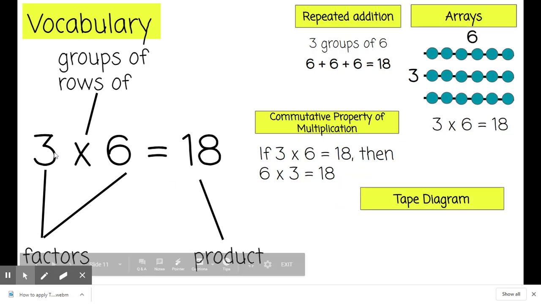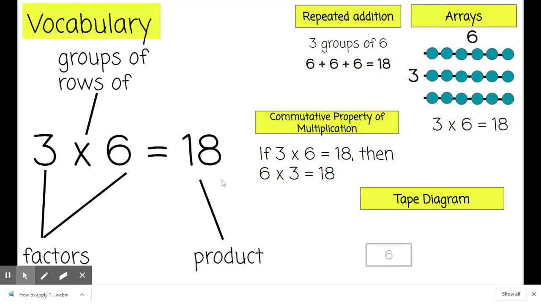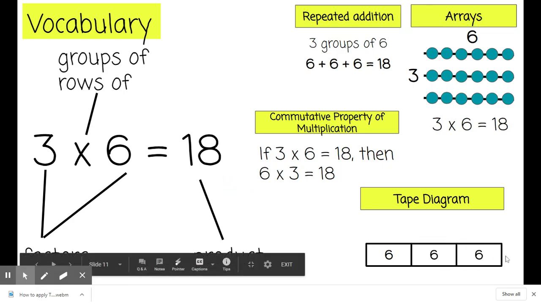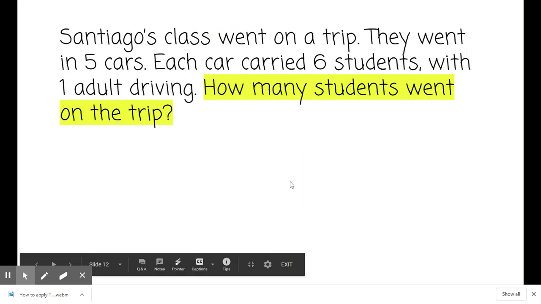We know we need 3 times 6: 3 parts with 6. 1 part with 6, 2 parts with 6, 3 parts with 6. If we put those together, we get our whole. Our whole is 18. 3 times 6 equals 18. 3 parts of 6 equals 18. 3 groups of 6 equals 18. Let's begin with this problem.